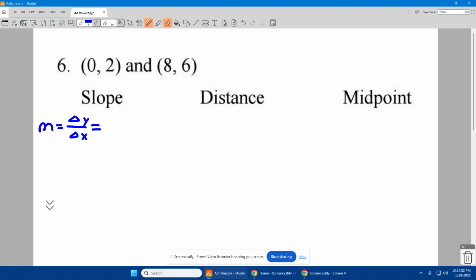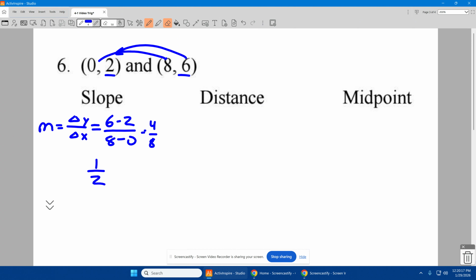So we're subtracting our y's. I got 2 and 6. I would rather go 6 minus 2. Just better. Don't have to deal with a negative. Since I started with the 6, I have to start with the 8. So it's 8 minus whatever's over there, 0. So I get 4 over 8. Simplifies to 1/2. So it goes up 1, to the right 2. Up 1, to the right 2 because it's a positive slope. Positives go up to the right.